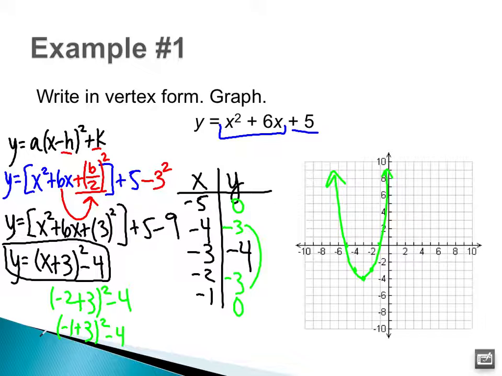Okay, it's opening up. I want to look at my original equation and say, does that make sense? I have a positive 1x squared, so the parabola should be opening up. So yes, this makes sense. Okay, we're going to do one more example together, and then you are going to do one on your own.